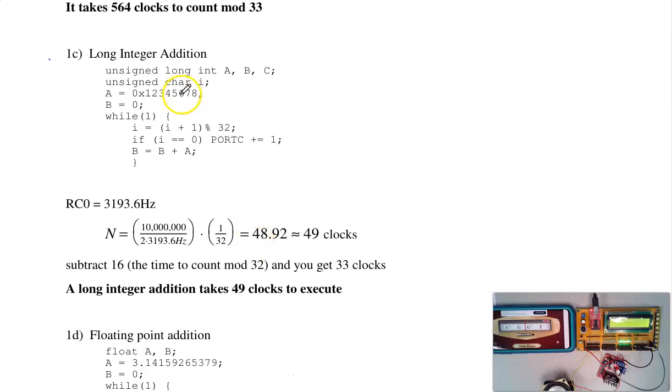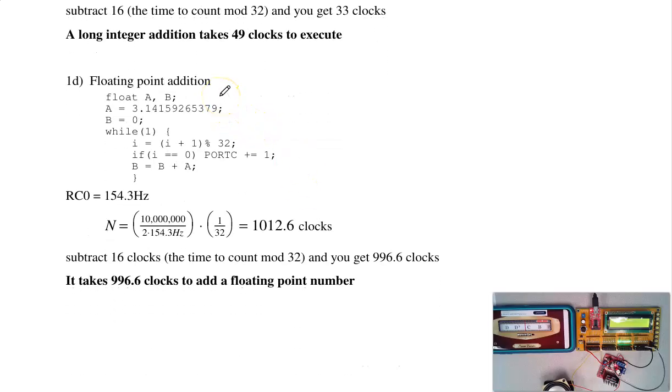Let's do a long integer addition. So have a 32-bit number, A, B, and C. Add them together. See how long that takes. Again, compile the code, download it, measure the frequency. That's 3196 hertz, or 49 clocks. 16 clocks to add 8-bit numbers, 49 clocks to add 32-bit numbers. This kind of makes sense. It's about 4 times longer.